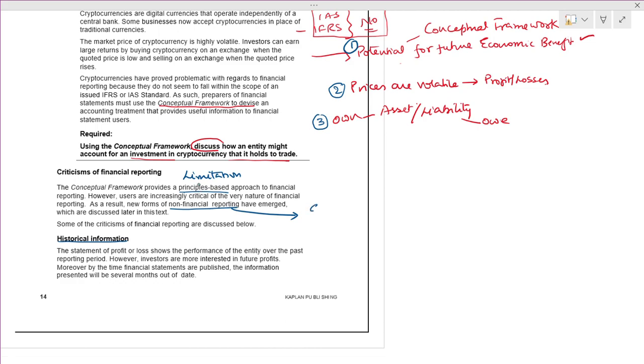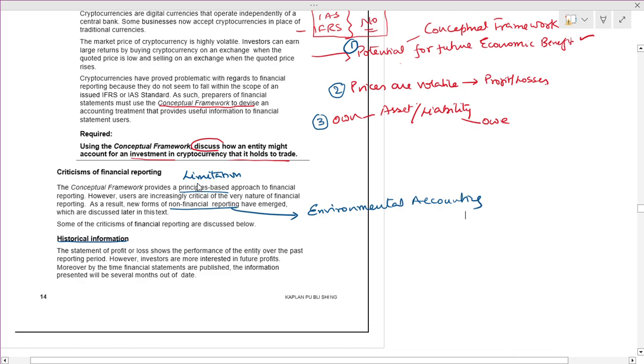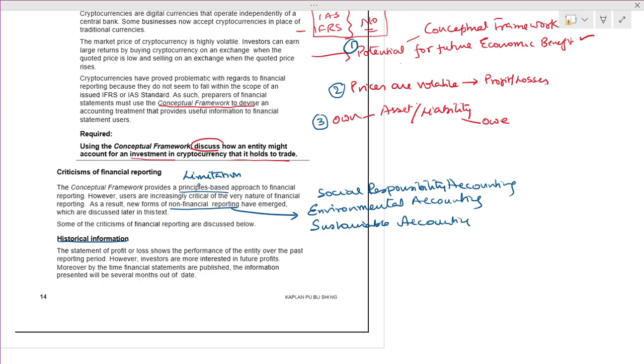You have environmental accounting or environmental reporting. Sustainable accounting. Social responsibility accounting. Environmental accounting is taking precedence over others nowadays. You have to submit an environmental accounting report as part of your annual financial reports.